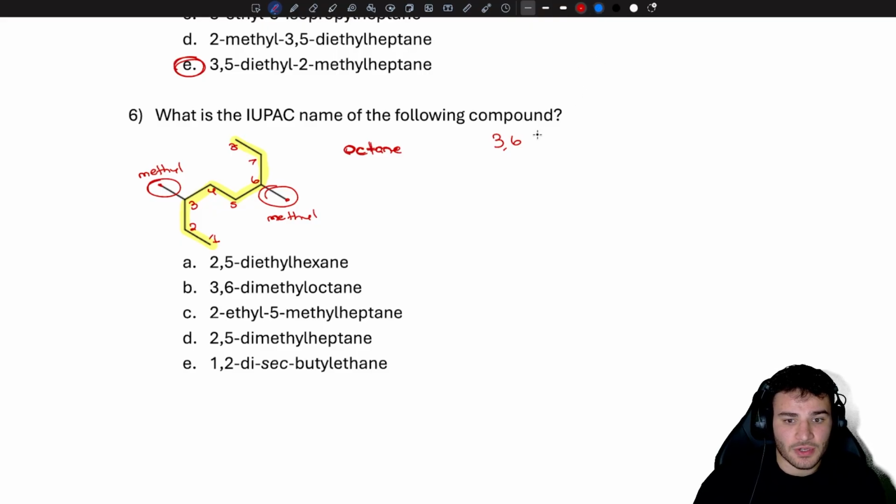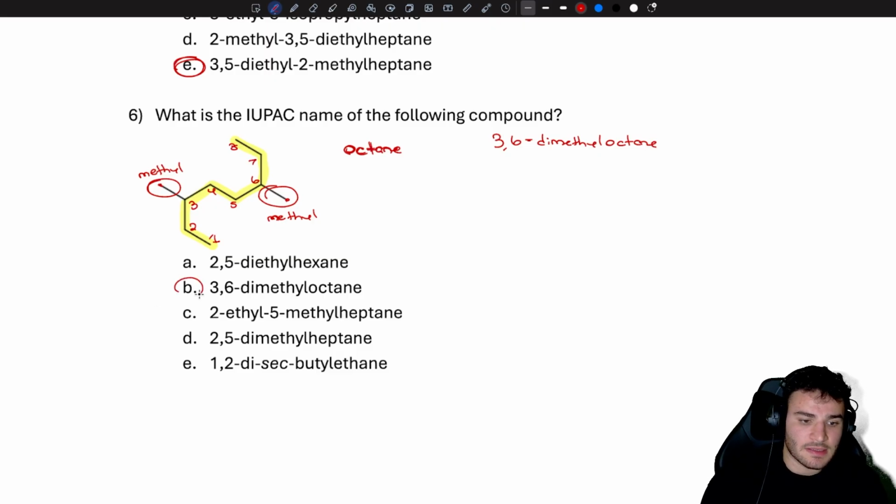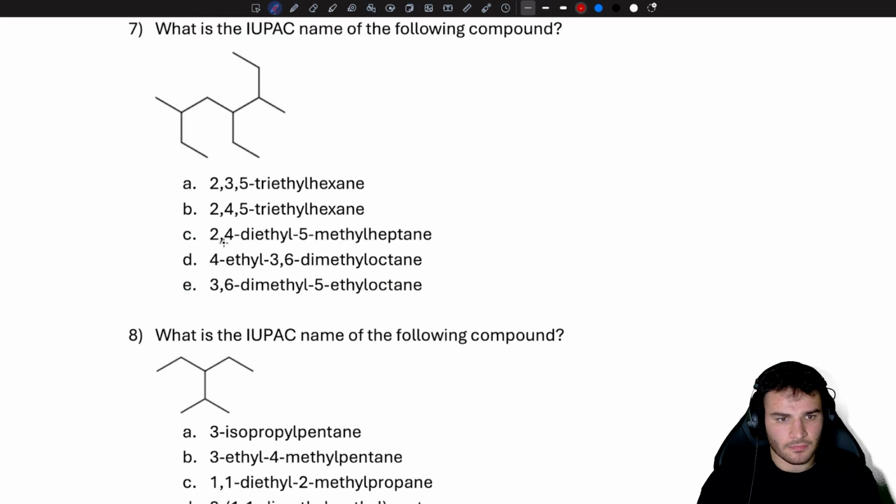Lucky us. And so remember that 3 and 6, since they're both methyl groups, we would call it 3,6-dimethyl. Let's just put our parent name in there already. It would be 3,6-dimethyloctane, which leads us to answer choice B.